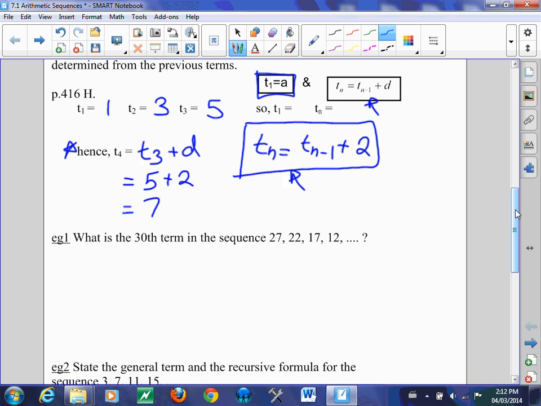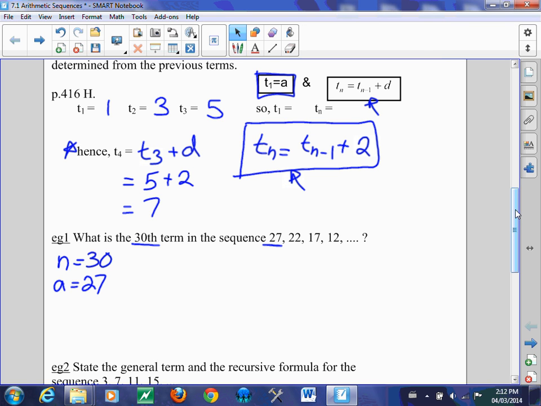All right, let's try some examples here, class. Number 1, what is the 30th term? So what do we know automatically? If it's the 30th term, we know n equals 30 in a sequence where it starts with a, so a equals 27. And we have to see, hey, what's the patterning going on? What happens each time here, ladies and gentlemen? Okay? And hopefully you notice the pattern that you're subtracting 5.